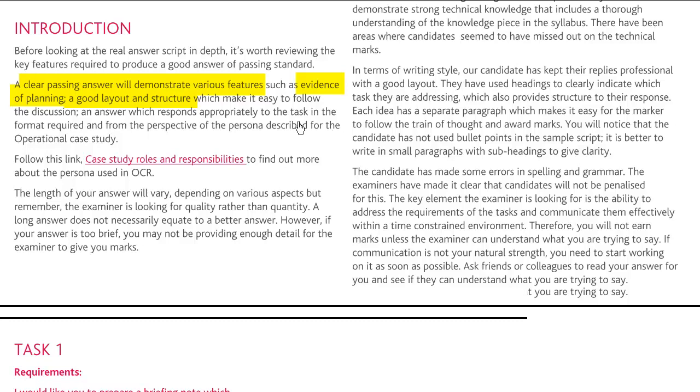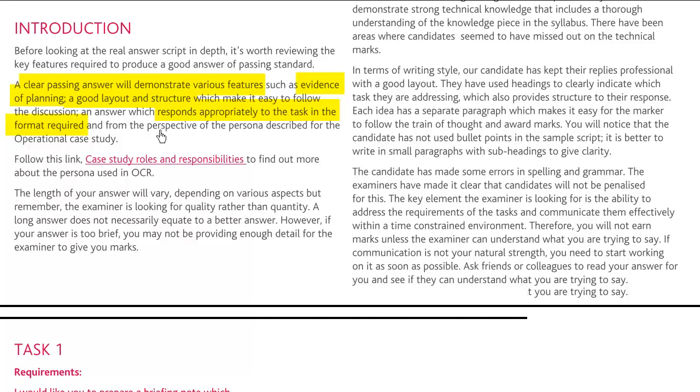Anyway, so okay, an answer which responds appropriately to the task in the format required. So are you asked to write a report, for instance, in which case you've got an introduction, then you've got your analysis, then you've got your conclusion at the end. Okay, so it's also, and probably more importantly, responds appropriately to the task.